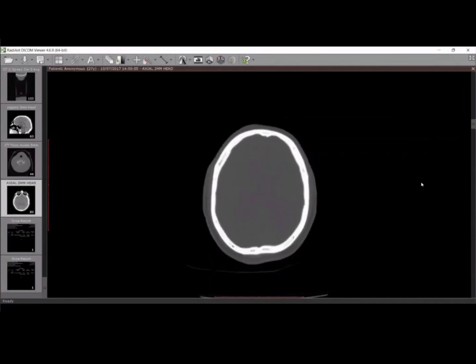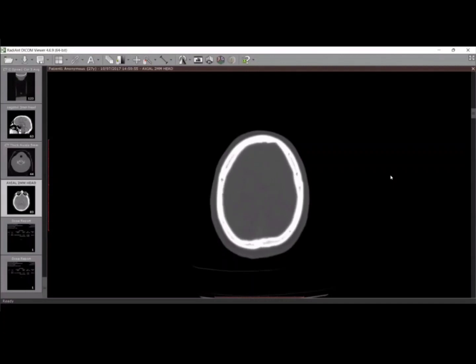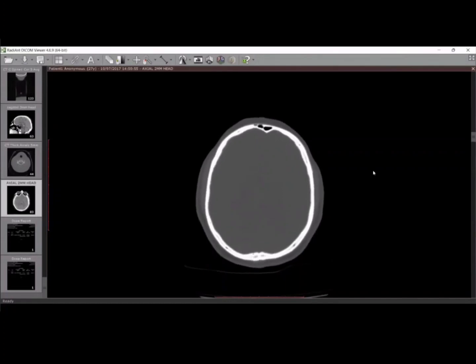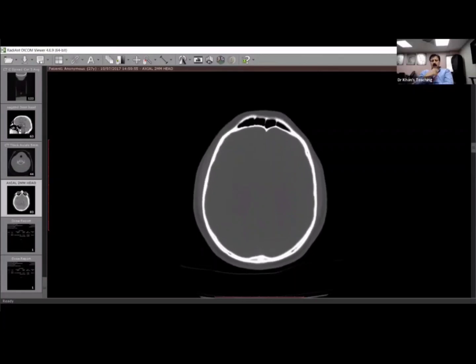So these are bone windows of CT brain in a patient with trauma. In these bone windows, I'm trying to see any fracture. I'll make sure on the thin slices whether this is partial volume effect. Nothing. Okay, so I'm scrolling down.